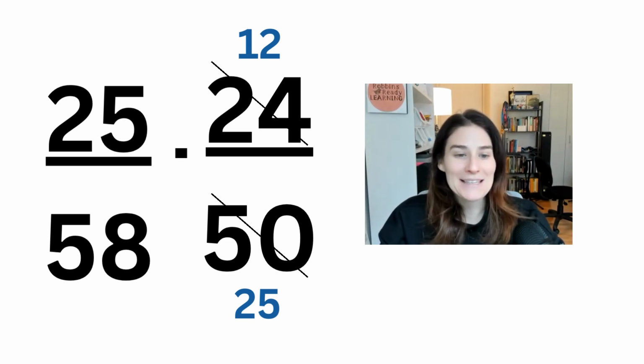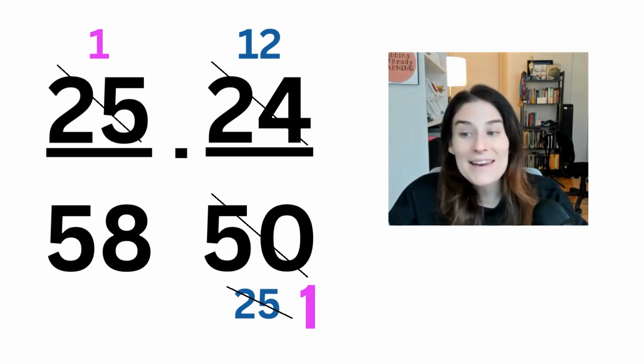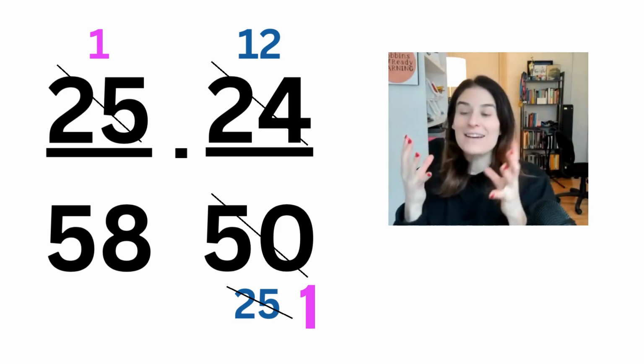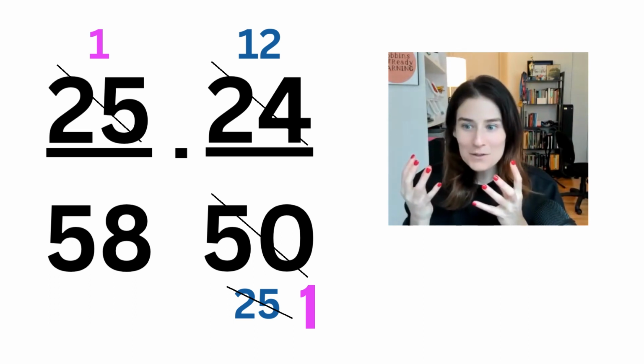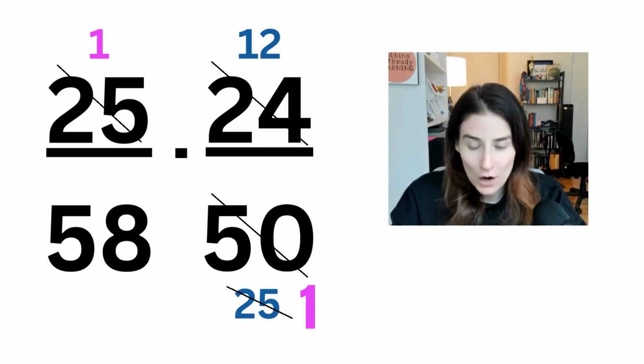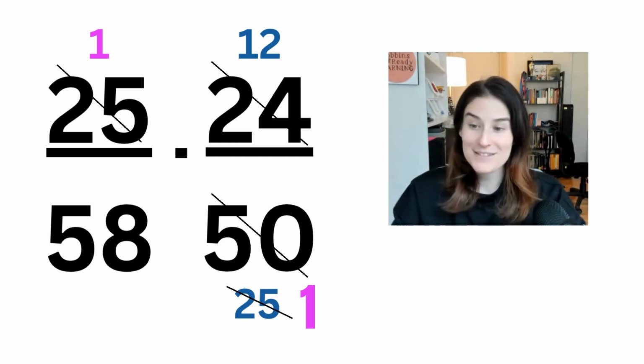So you know what that means? 25 divided by 25, that's going to give us 1. I can divide each of these by 25, and I'm just left with 1. 1 is the easiest number to multiply by. Okay, so now we've done a cross, and we can do one more if we notice.